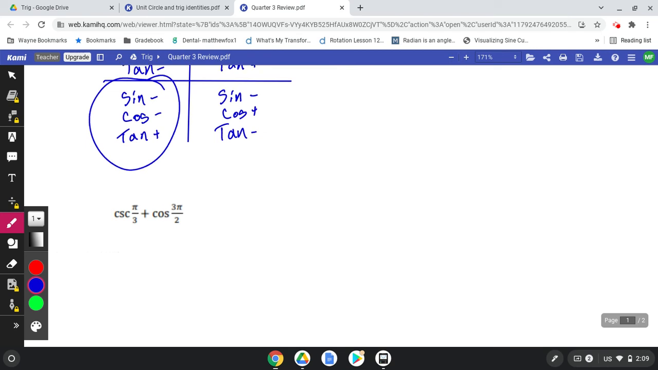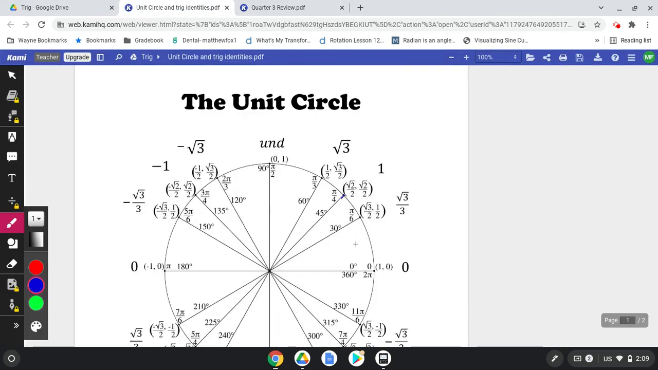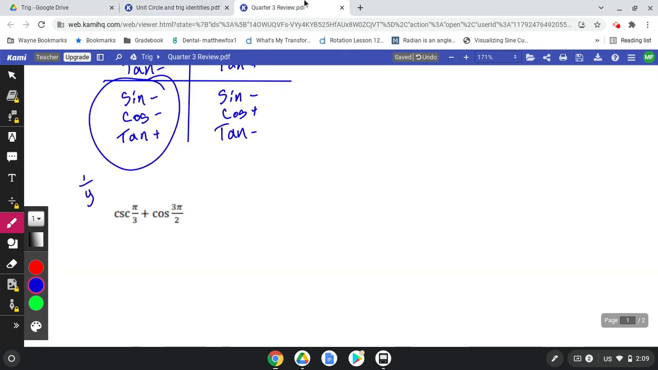So to do this problem, cosecant pi over 3, in order to solve for that one, we have to use our unit circle. So cosecant, if you'll remember, pairs up with sine, so it's the reciprocal of sine. So sine is our y, so it's going to be 1 over y. Now, if we look at our unit circle, the y value at pi over 3 right here is square root of 3 over 2. Since it's cosecant and not sine, we're going to do the reciprocal. So we'll do 2 over the square root of 3.